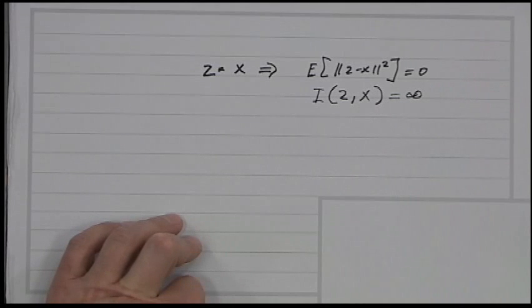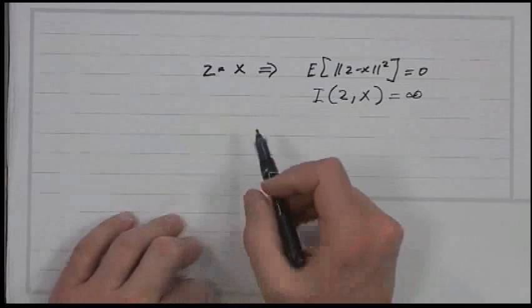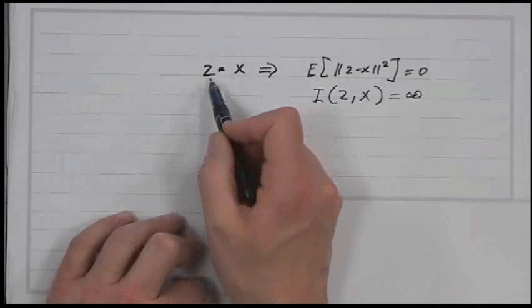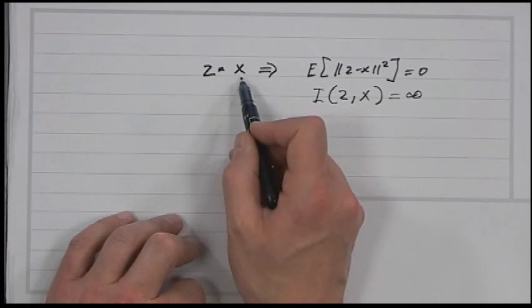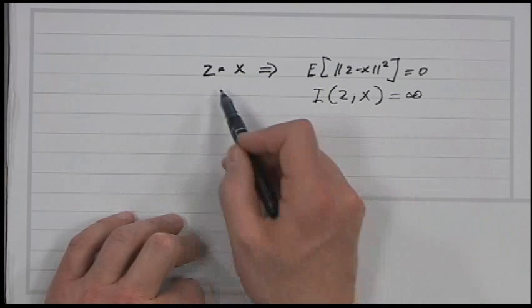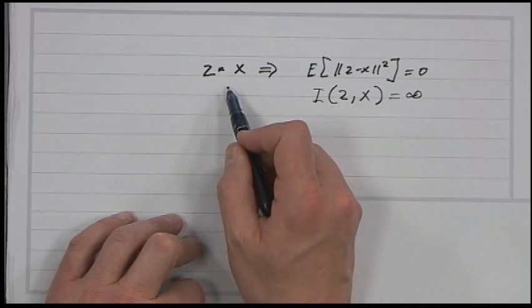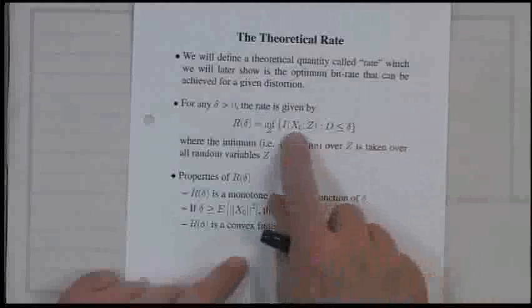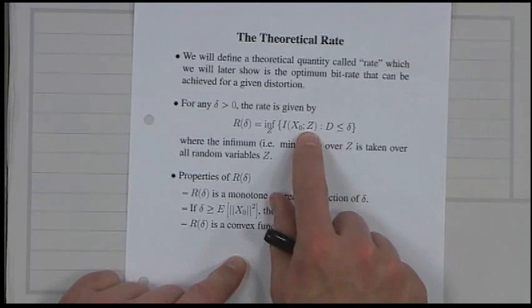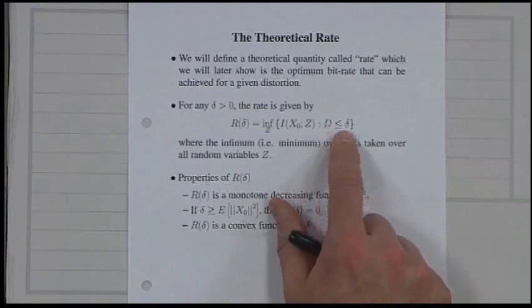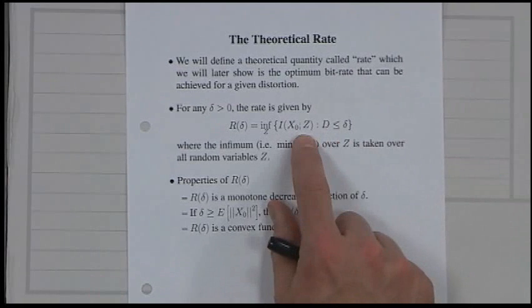So somehow you've got to try to pick a random variable that doesn't contain too much information about x, but is a good approximation to x. So one way of doing that is to quantize x. You want to look at, among all random variables, the random variable z which produces a distortion less than delta, but has minimum rate. So this is a constrained optimization problem.